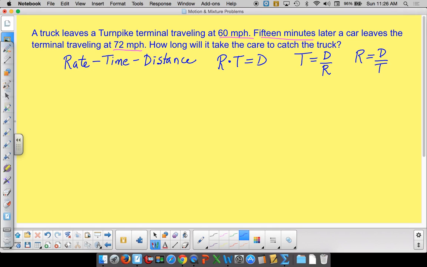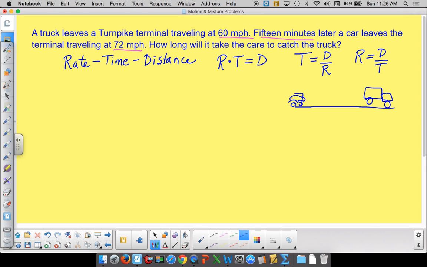Okay, the question is how long? And you're going, but there's no distance in this problem. But you have to stop and think about it. What's going to be true when the car catches the truck? And maybe a picture would help. If this is the terminal and the car is back here, the truck's already left. Okay, what will be true when the car catches up?